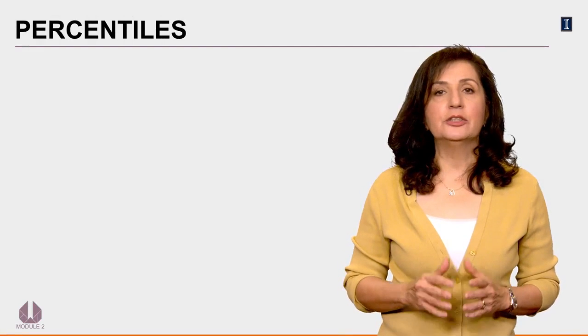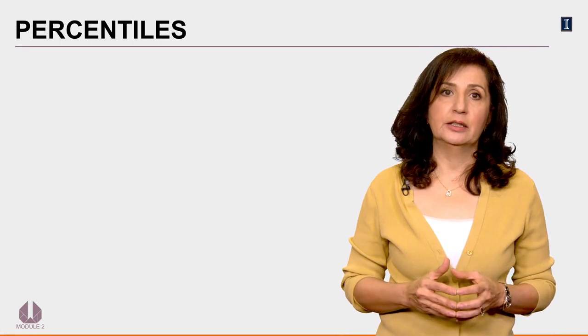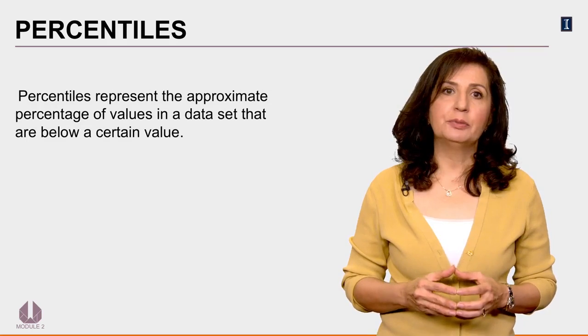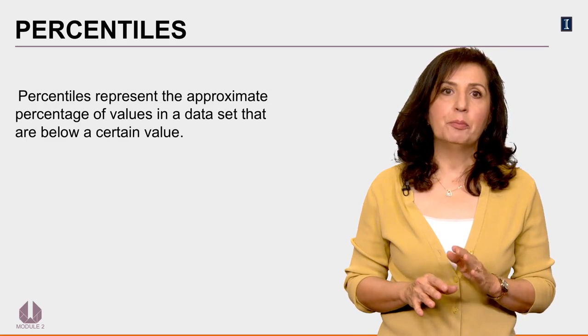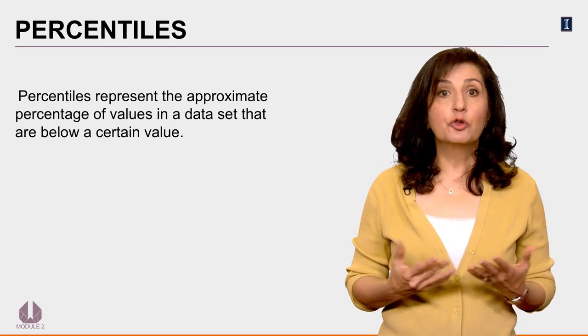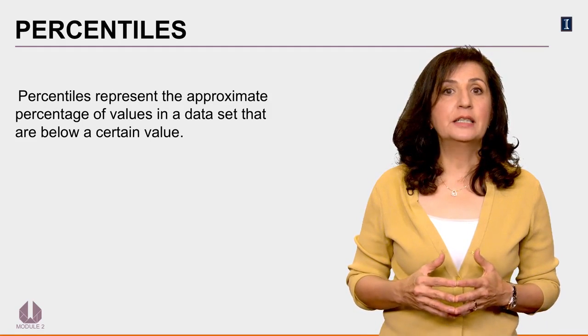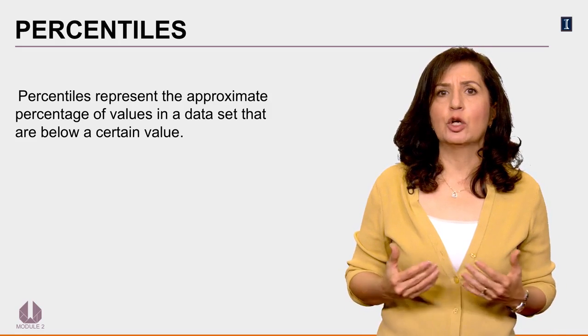Sometimes we are interested in the relative position of a value in relationship to other values in a data set, and we can use percentiles for this. Percentiles represent the approximate percentage of values in a data set that are below a certain value. For example, you may be interested in taking a new job and you're offered a salary of $100,000. How do you know if the firm is giving you a good offer?